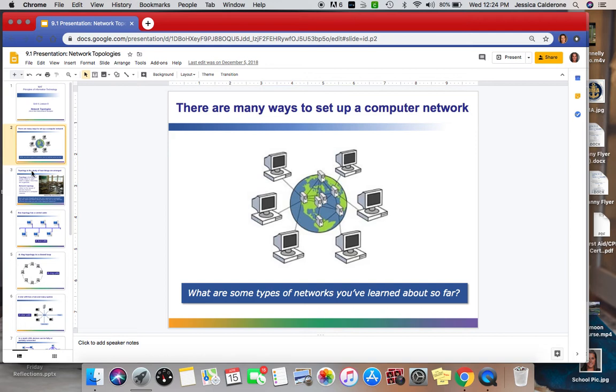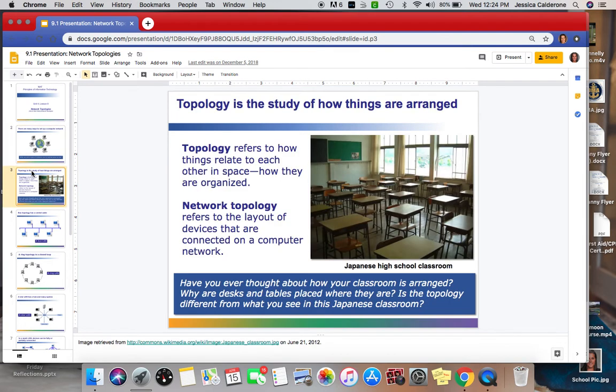Okay, so we are going to talk about topology. Okay, so that's the first thing on your note sheet. So a topology is how things are related to each other in a specific space, how they're organized. So topologies don't just refer to networks. It could be anything in life. It could be a classroom, it could be any space. So classroom, restaurant, how the mall is laid out. Okay, so how anything is organized. So again, a topology is how things are related to each other in space and how they are organized.